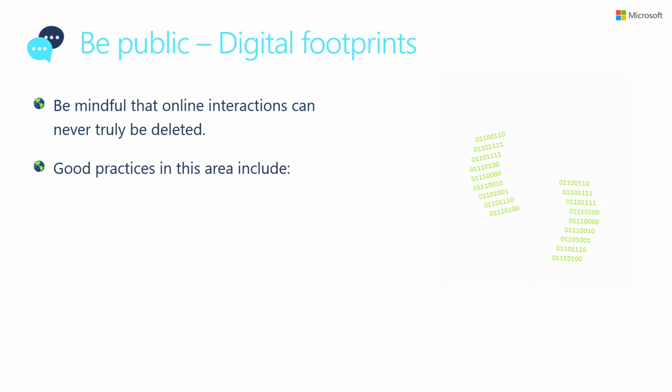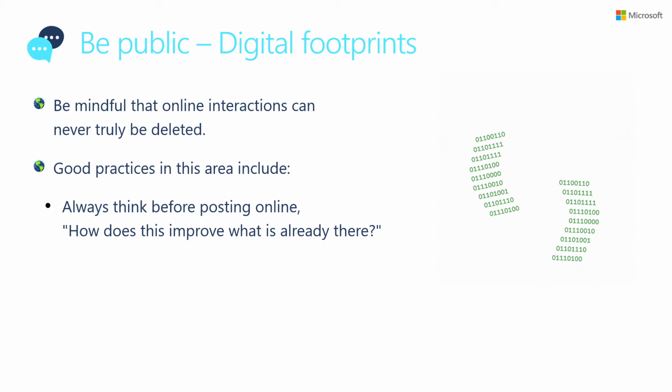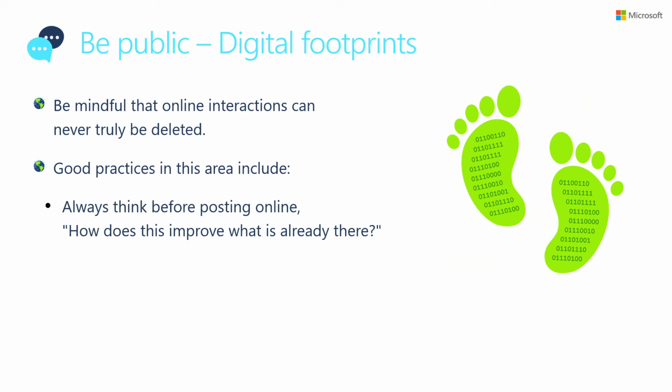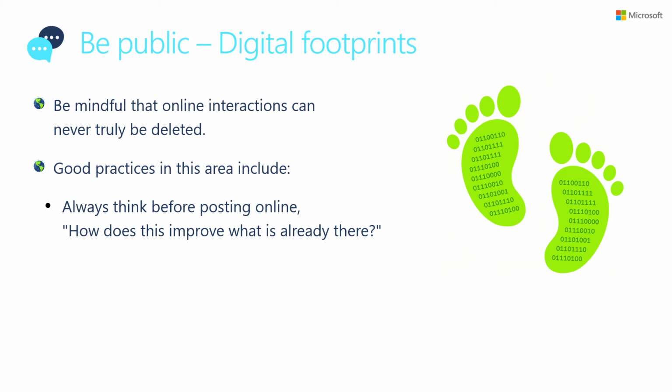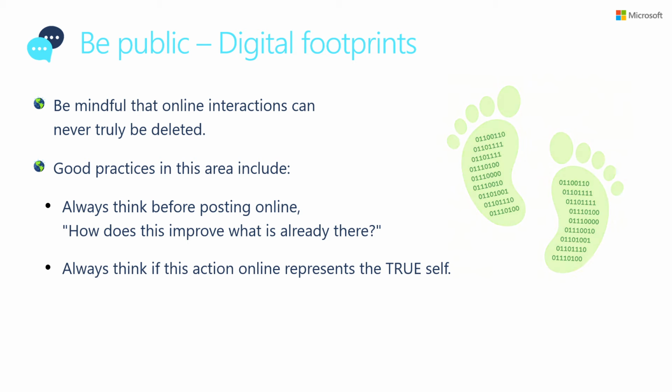So good practices in this area include always think before posting online. How does this improve what is already there? So if any hot discussion is going on and you are going to post your thoughts, first think before posting online, that will it be affecting anything that is already there? So then I believe that more than 80% of us will stop posting and stop entering into that hot discussion. And in that way, we can stop that discussion by not putting more comments, whether in the favor or against that discussion.